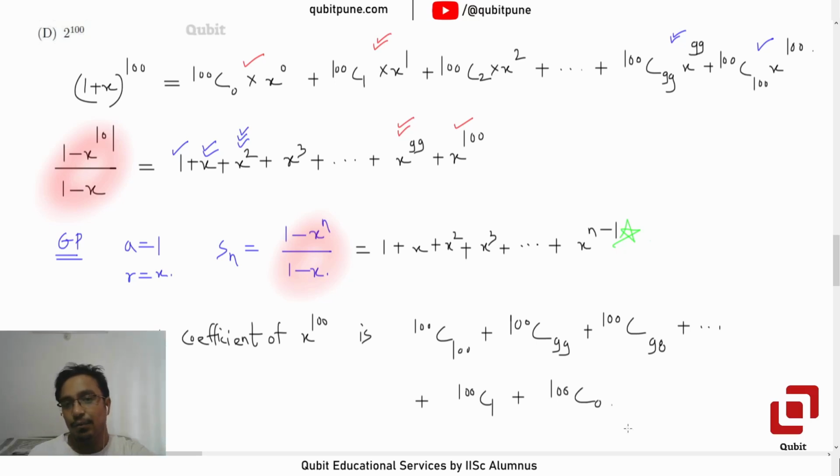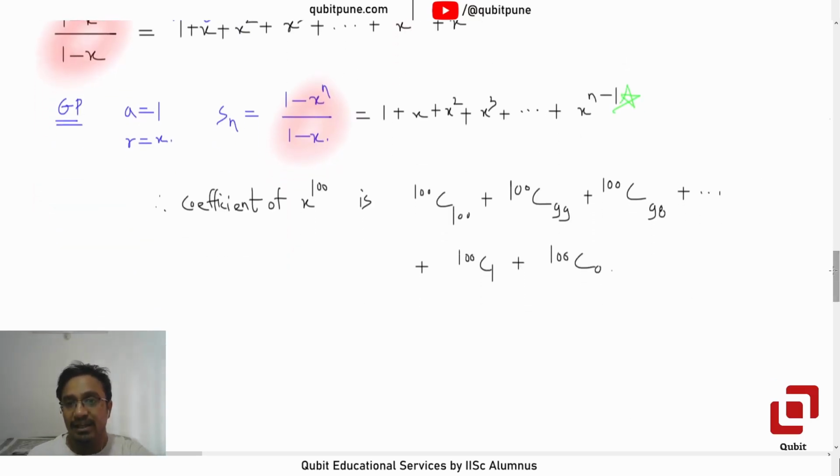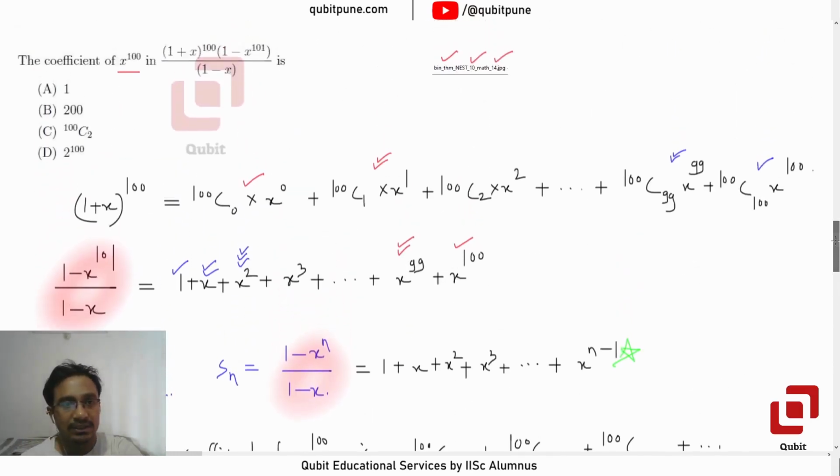So what do you see? You basically get the sum of the binomial coefficients. And we know what the sum of the binomial coefficients is. That is always 2 raised to n. And what is n here? n is not 101. n is 100. So it's 2 raised to 100. So what is the answer? The answer is 2 raised to 100.